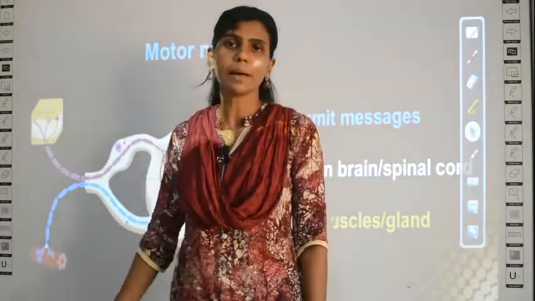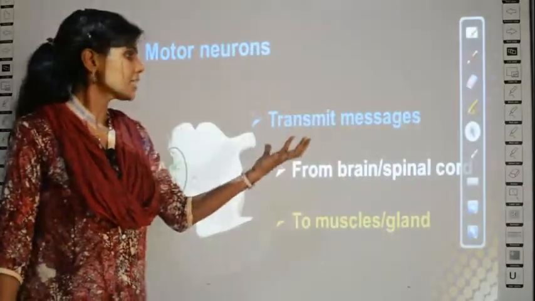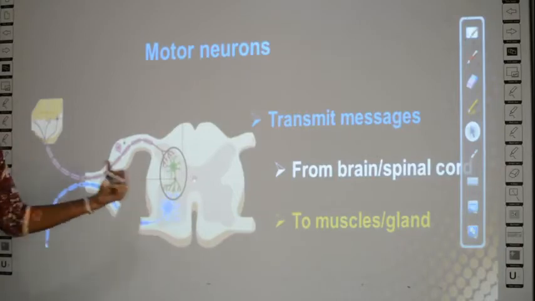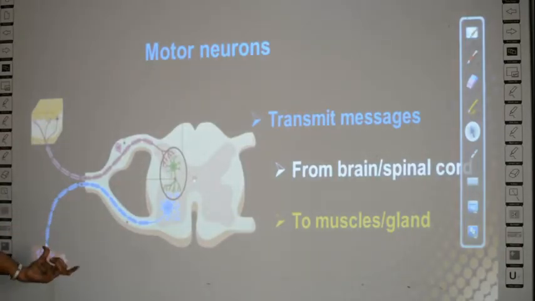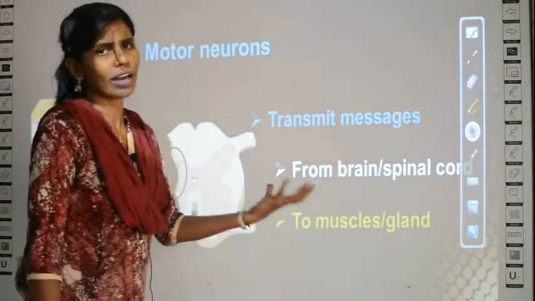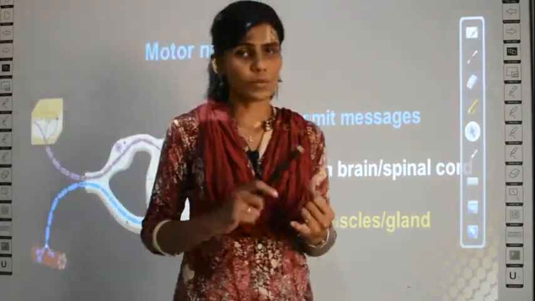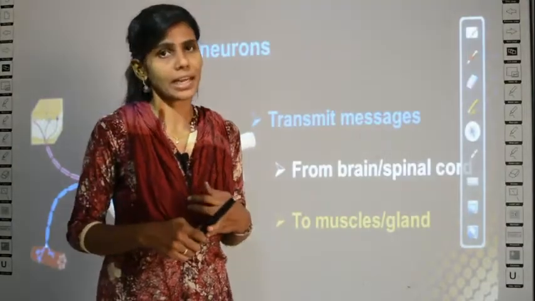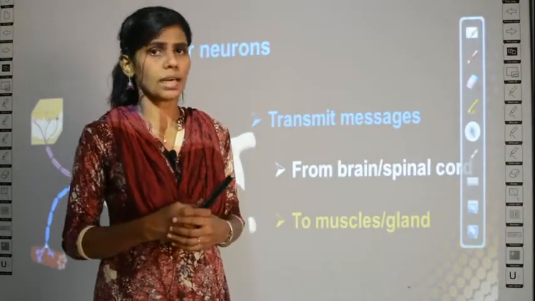So, here what is happening? The messages are transmitted from the brain or the spinal cord to the muscles or the glands. What is a gland? You have many glands in your body, like sweat glands, salivary glands in your mouth, and tear glands in your eyes.